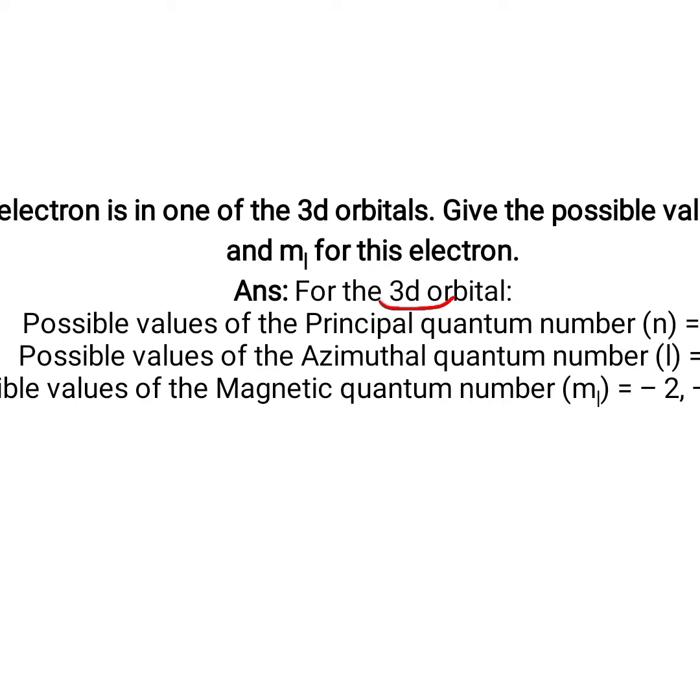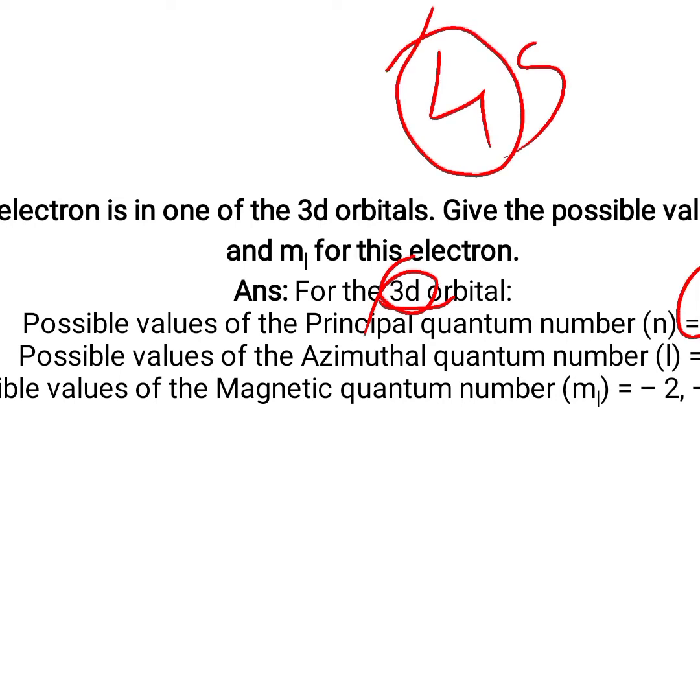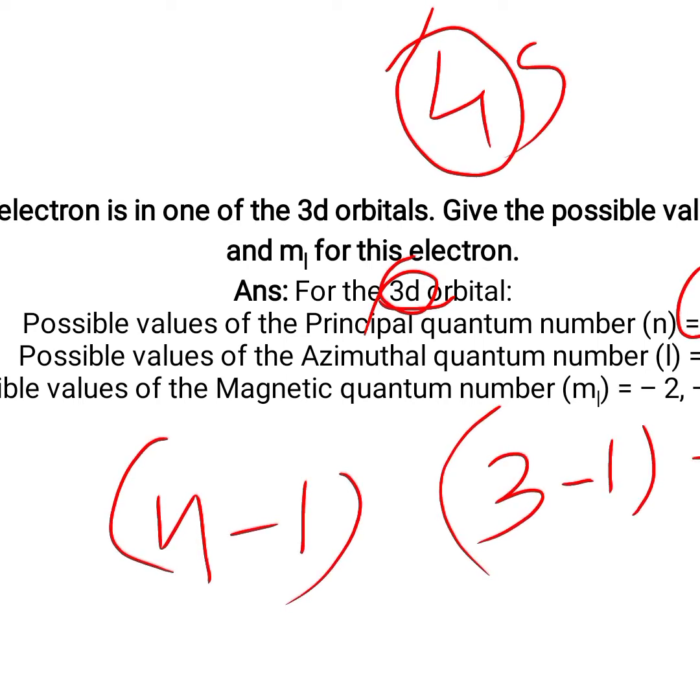So, this 3 represents the main energy level. So, the principal quantum number n is equal to 3. If it is 4s, its principal quantum number n is equal to 4. And the possible values of azimuthal quantum number are given by the formula n minus 1. That is, if principal quantum number is 3, azimuthal quantum number is 3 minus 1, it is 2.